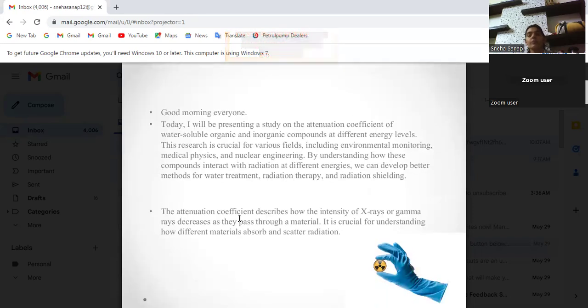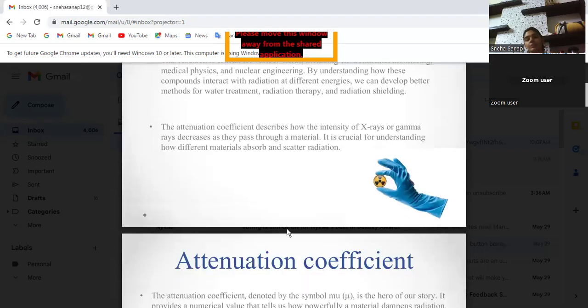Now, the attenuation coefficient describes how the intensity of X-rays or gamma rays decreases as they pass through a material. It is crucial for understanding how different materials absorb and scatter radiation.